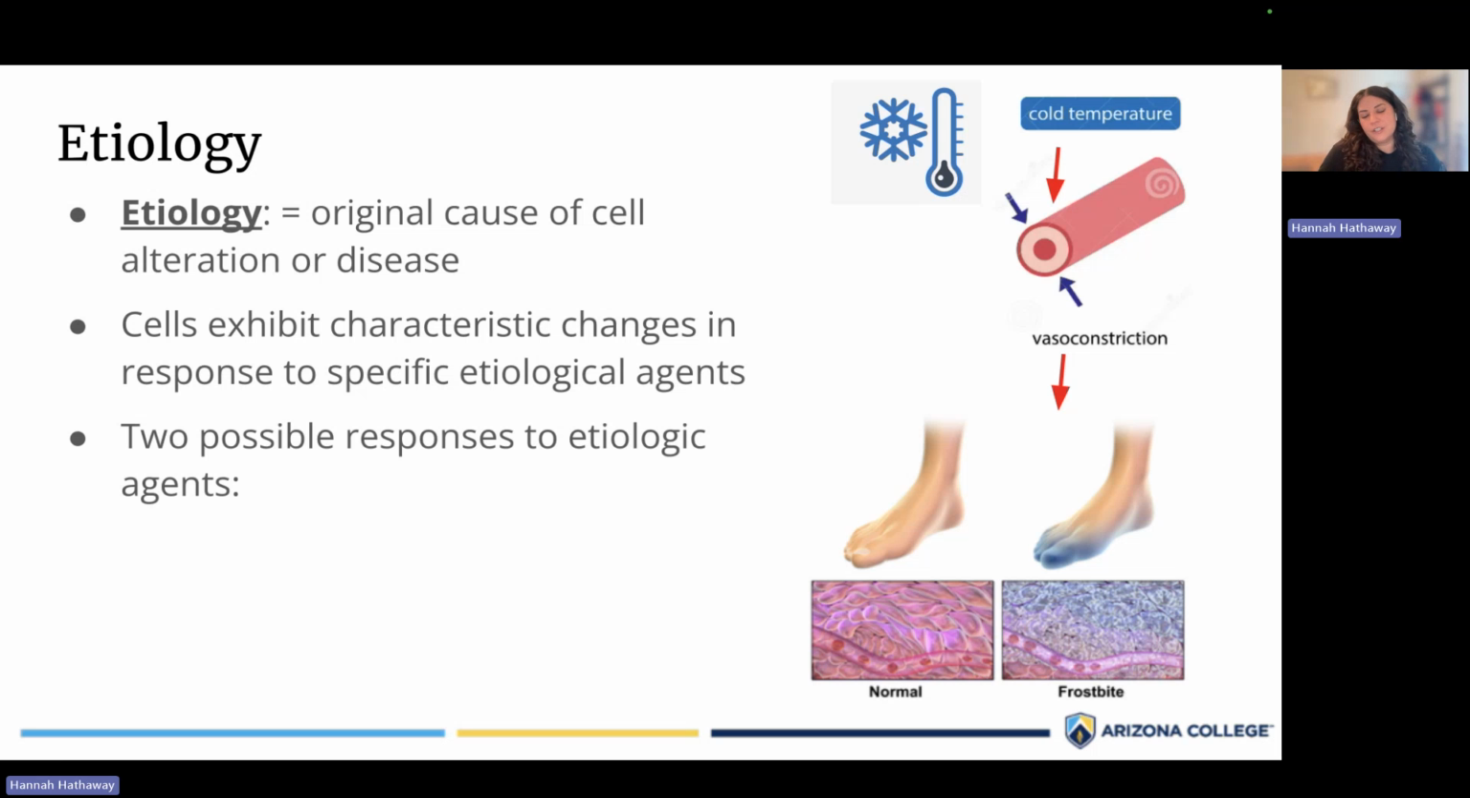In general, there's essentially two possible responses a cell will make to some sort of causative agent. The first is the cell will adapt and compensate. The second is the cell will try to adapt but end up doing something bad. So essentially the cell will try to deal with it and it can handle it, or the cell will try to deal with it and actually cause another problem in doing so.